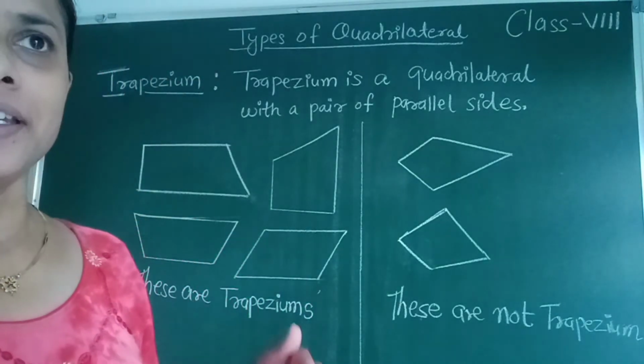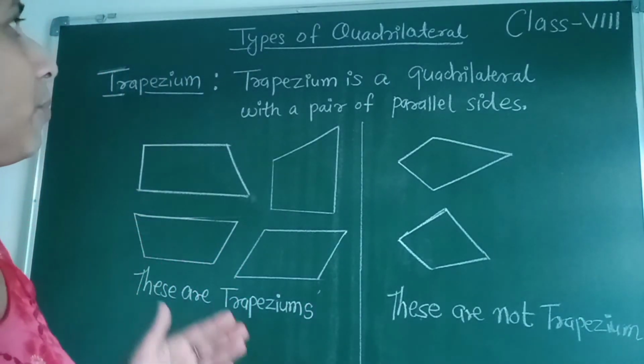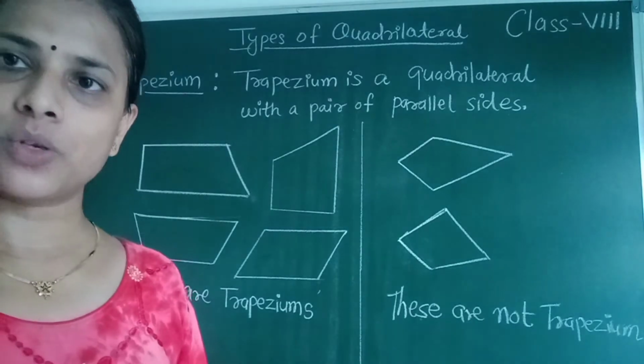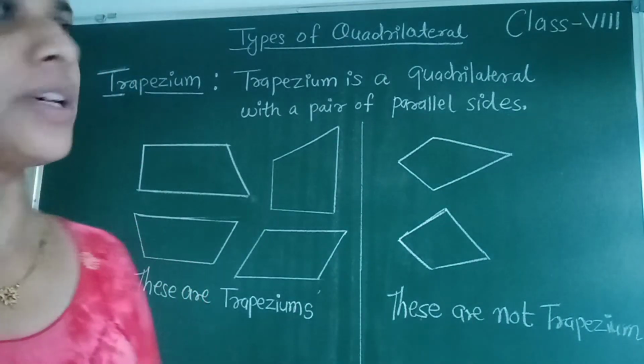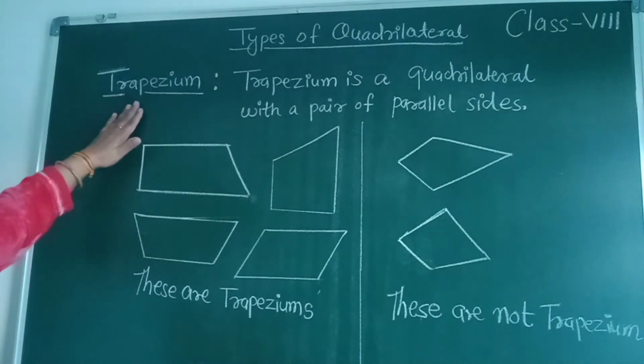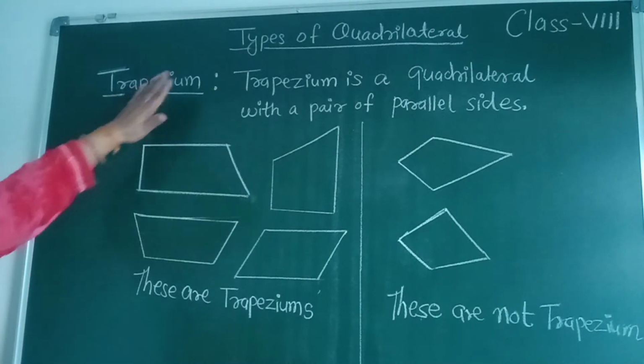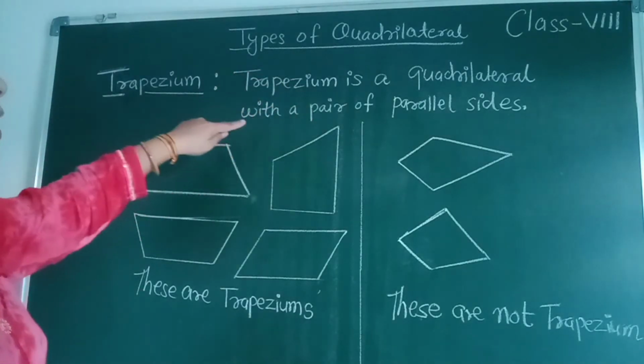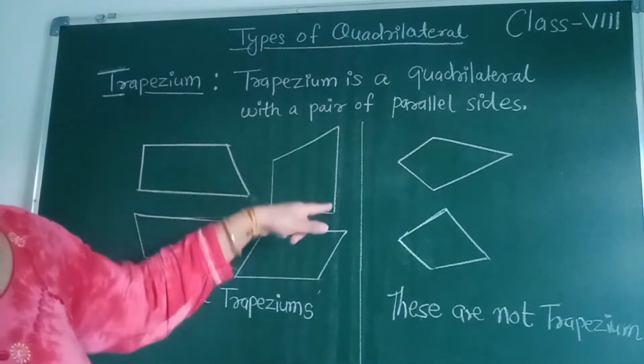Students, in the previous video we saw the properties of parallelogram, rectangle, square and rhombus. Today we will see another type of quadrilateral, that is your trapezium. What is a trapezium? A trapezium is a quadrilateral with a pair of parallel sides.